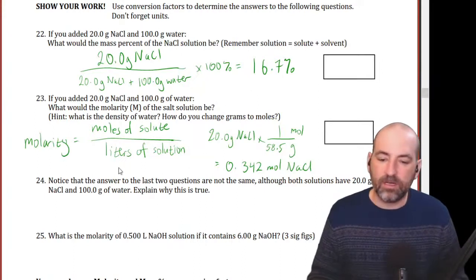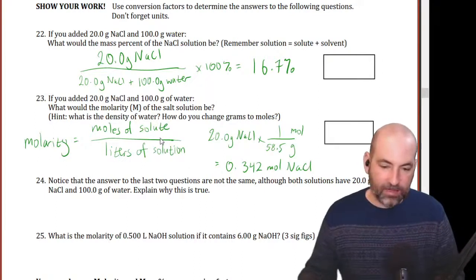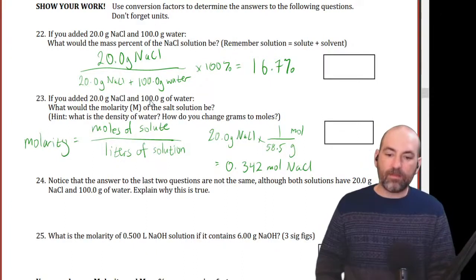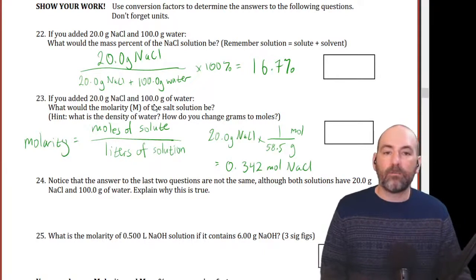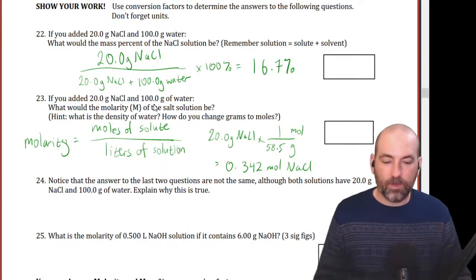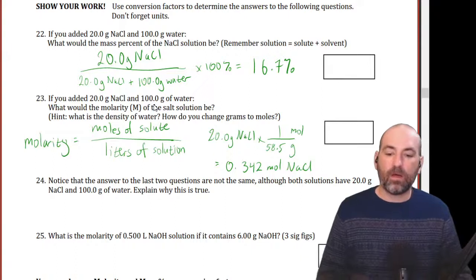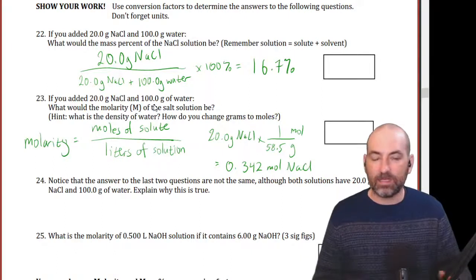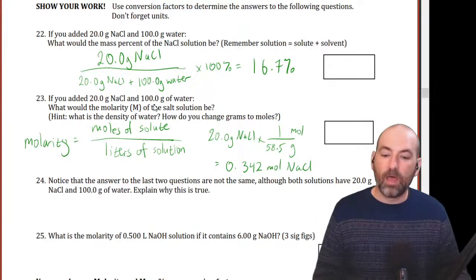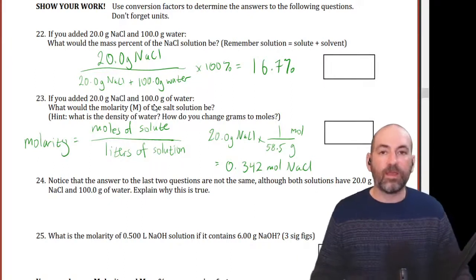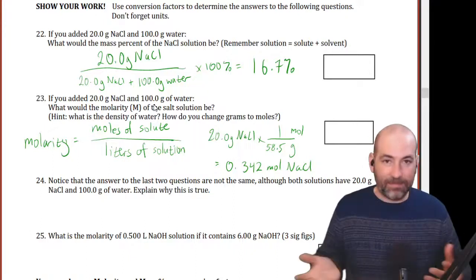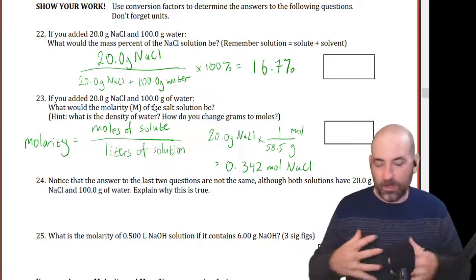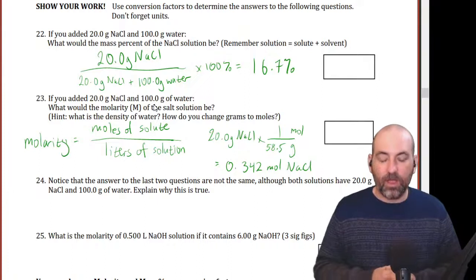So now we just need the liters of solution on the bottom, and that turns out to be really difficult. The reason being that we know we have 100 grams of water, we know we have 20 grams of sodium chloride, but we don't know how much volume that is. Water by itself, that's easy. We can say 100 grams is 100 milliliters. But when we add that 20 grams of sodium chloride, the volume is going to change, but not by 20 milliliters. It's by something else, because the sodium chloride is all going to go into solution. So we don't actually know this.